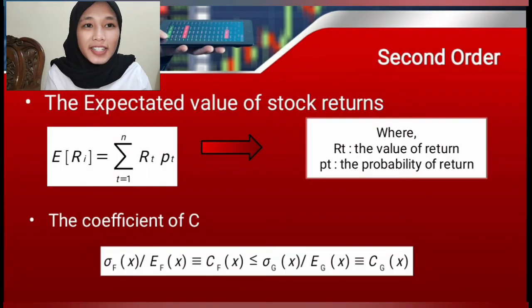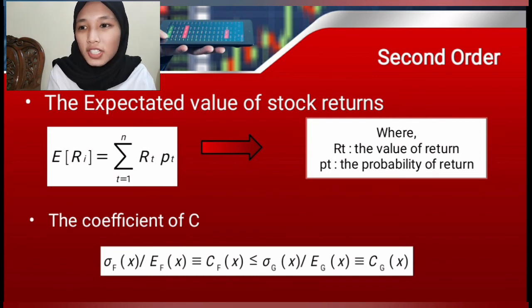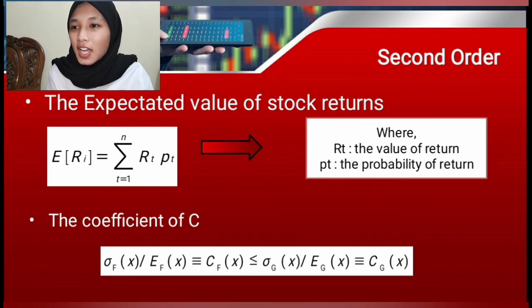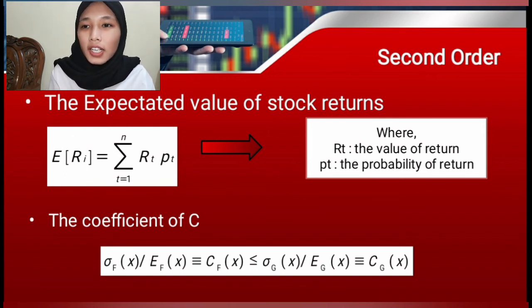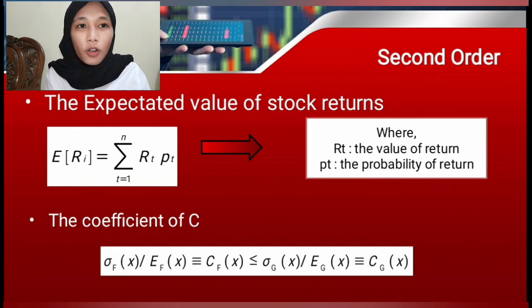The second order criteria of stochastic dominance with log-normal distribution are shown in the slide presentation. We have to calculate the expected value of stock return, and then we calculate the coefficient C value. After that, we can decide whether it fulfills the second order or not.